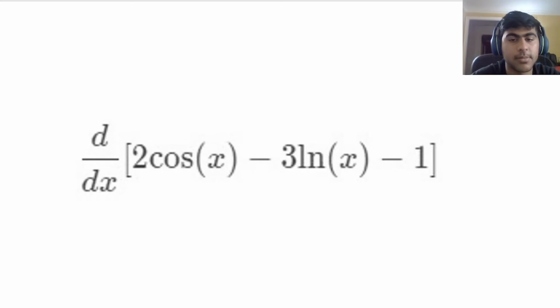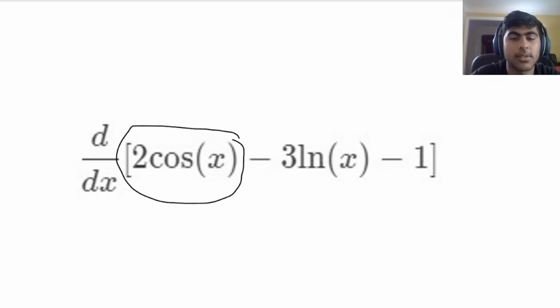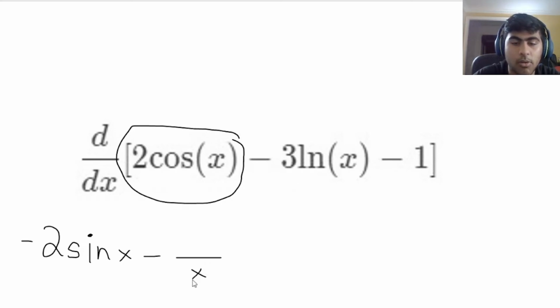All right, next problem, a bit more complicated. So we have this 2 cosine of x. Cosine of x gives negative sine, so this 2 cosine of x is going to be a negative 2 sine x. We can take the 3 out in the next one, and then we'd end up with 1 over x here. So 1 over x multiplied by 3. So this wouldn't be a 1 on the numerator, but a 3.